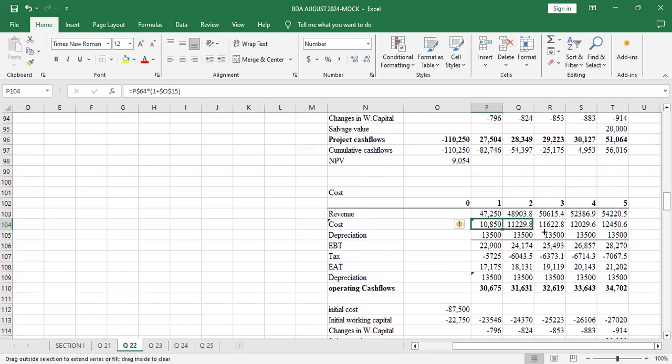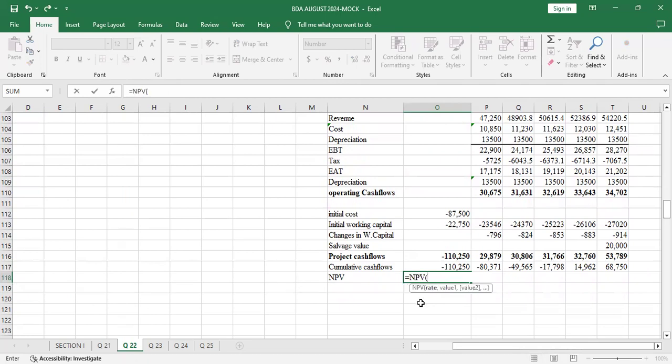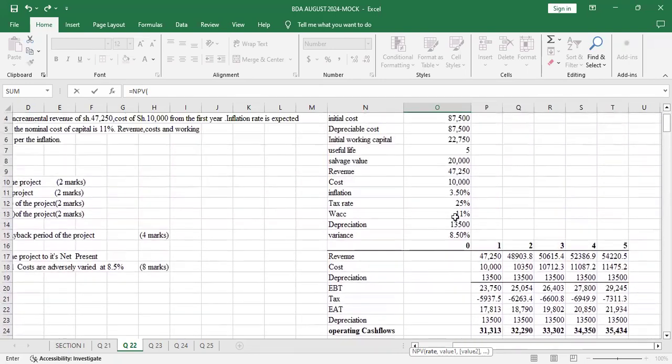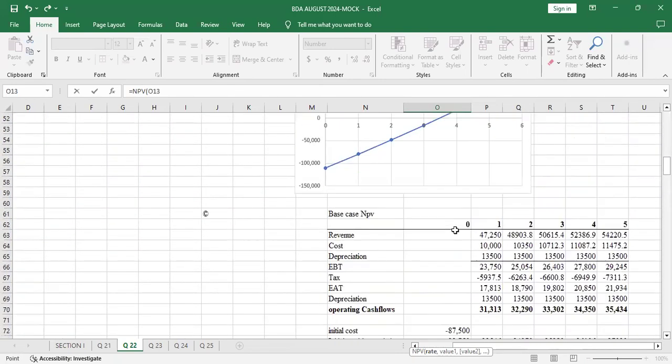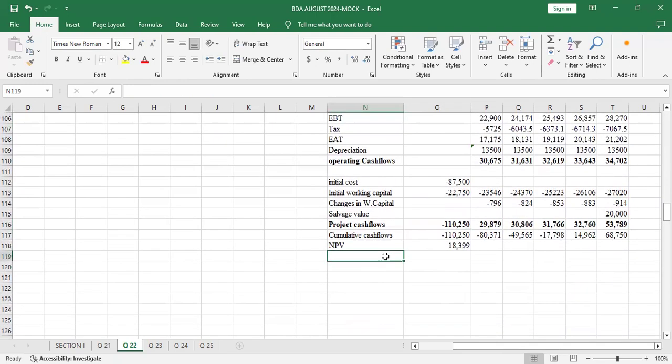So I'll just drag this because already I've locked correctly. I'll just drag those values and they will change automatically. Then I just come here now and calculate the NPV. So I just say equals to NPV. I'll take the rate, which was 11%. Then I put the bracket, the comma, then I'll select all that. Then I add back this. And we'll have 18,399 as the net present value.